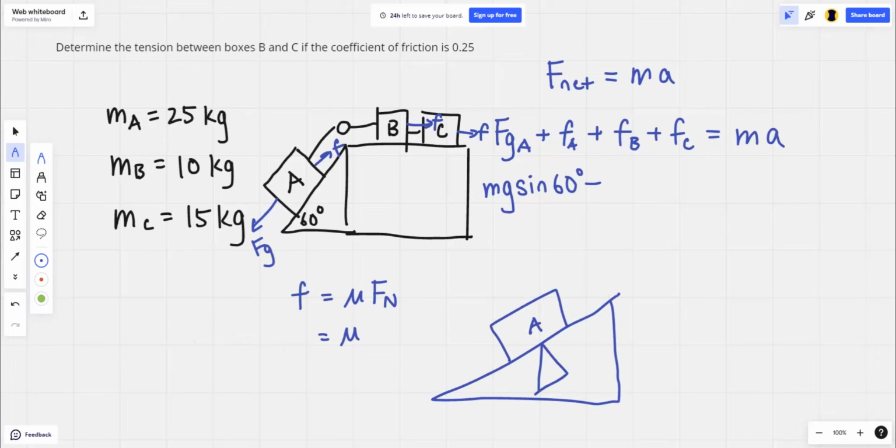So the normal force is perpendicular to the surface that it's on. Right now it's on this surface, and perpendicular is this line over here. Right here, it's perpendicular to the surface, and that's equal to the normal force.